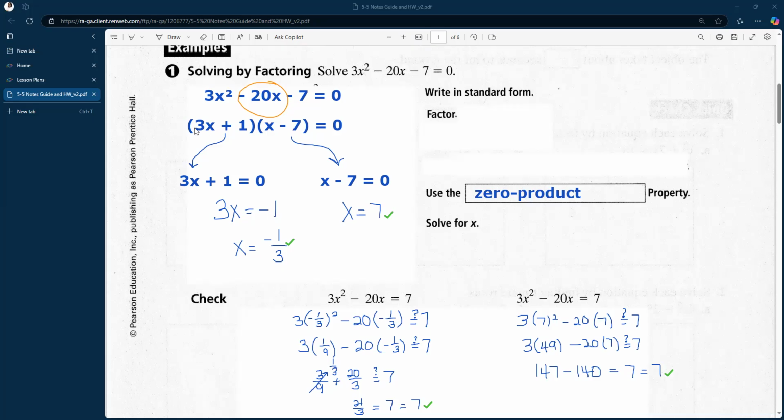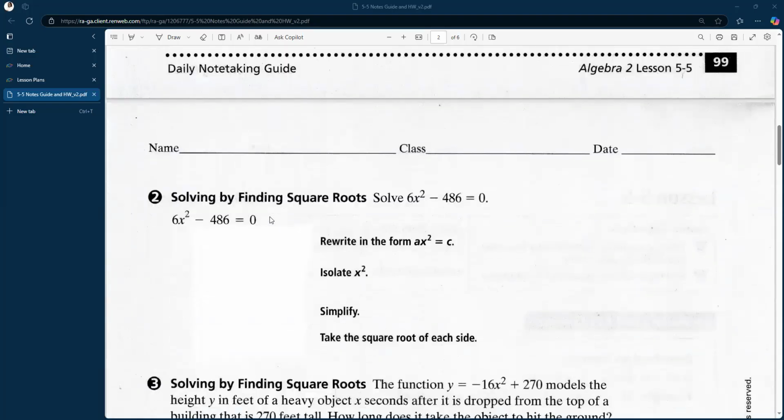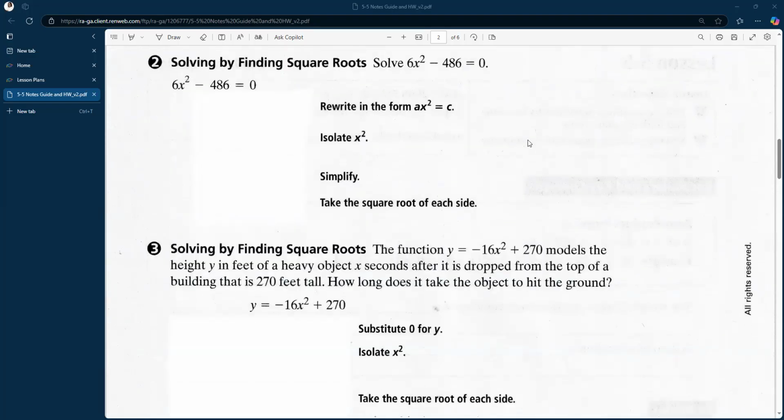Let's move on to solving by square roots. Solving by square roots is really helpful and really easy when b equals 0. So put that in green. When b equals 0, that's when we really want to use this. It's not the only time, but it's really helpful. And it's a really quick way to solve quadratics when the middle term is missing.